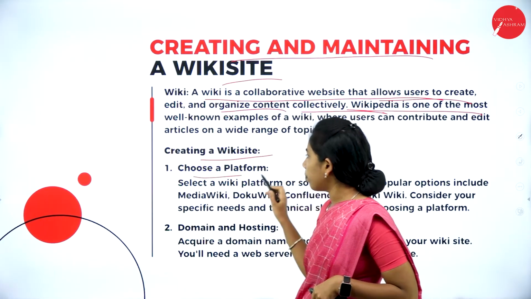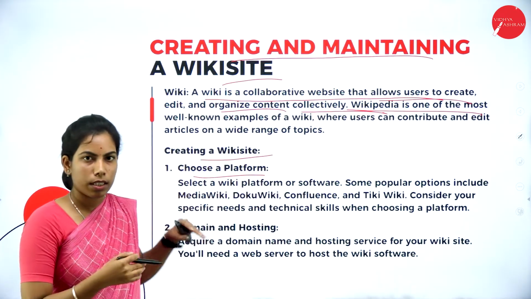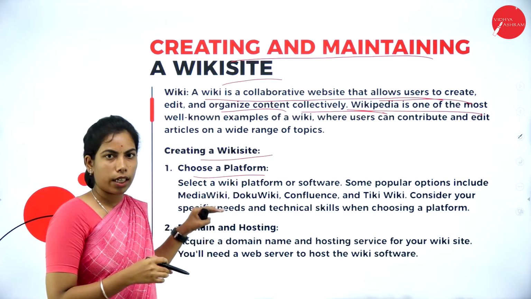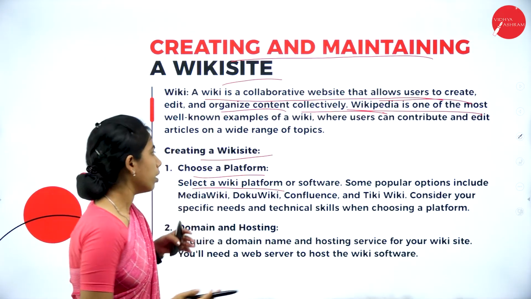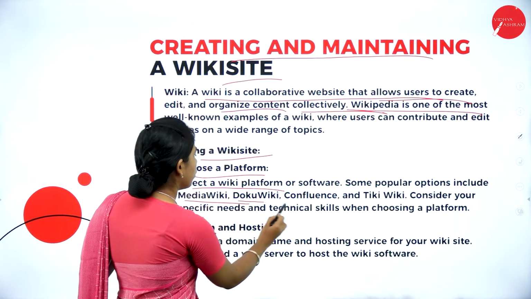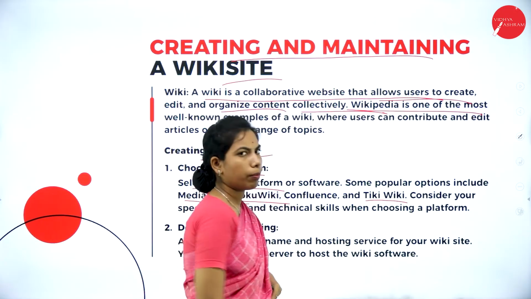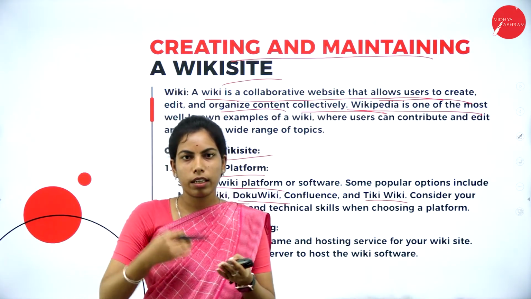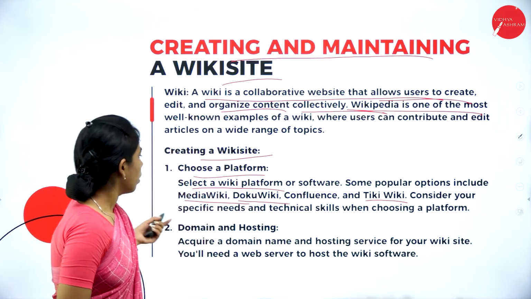The first one, choose a platform. Choosing a platform means checking whether the platform supports a wiki or not. For that we have to choose, so select a wiki platform or software. Some popular options include MediaWiki, DokuWiki, Confluence and also TikiWiki. These are some of the platforms where users can edit their content and also post on the website. That is what you have to choose.